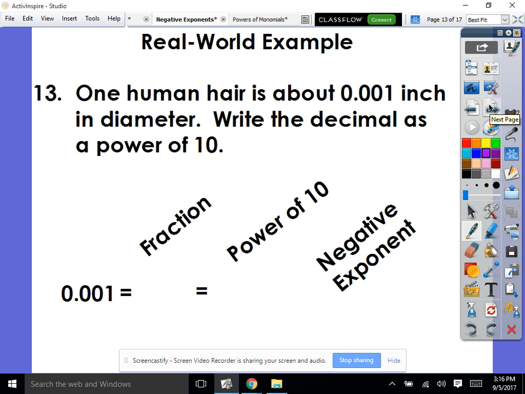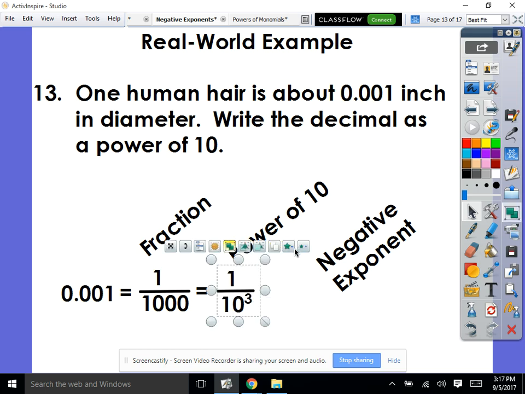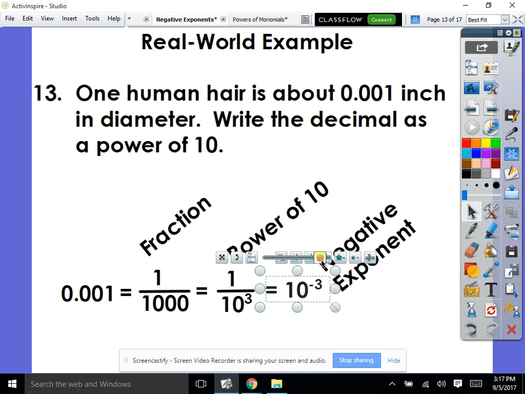One human hair is about 1/1000th of an inch in diameter. Right, the decimal is a power of 10. Well, first of all, we got to write it as a fraction. So 1/1000th. All right, then if we write that as a power of 10, we would have 1 divided by 10 to the third, because we have 1, 2, 3 zeros, to the third power. And then if we show that as a negative exponent, that would be 10 to the negative third power.